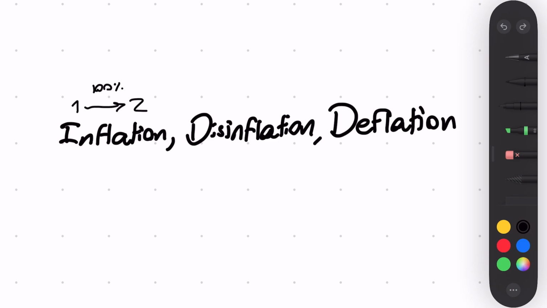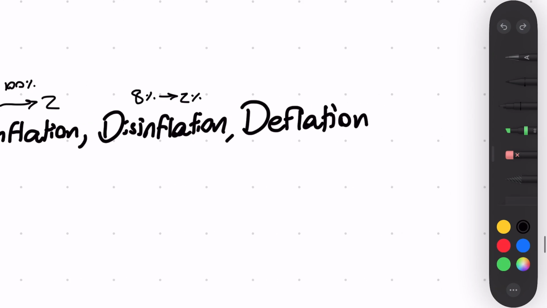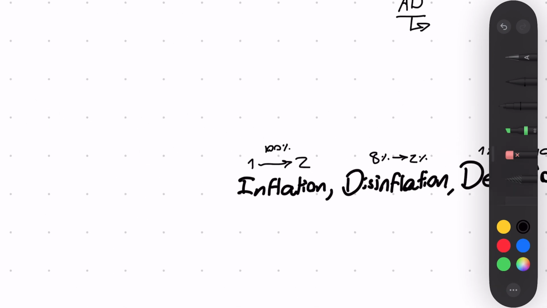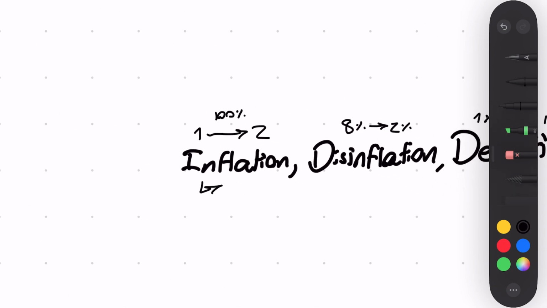Disinflation is a decrease in the rate of inflation. So instead of inflation being 8%, it goes down to 2%. Price levels are still going up, but by not as much. And then we have deflation, where price levels actually decrease. So it'd be going from like 1% to minus 10%, right? Price levels are actually falling. Typically, you want the inflation rate to hover around 2 to 3-ish% per year.